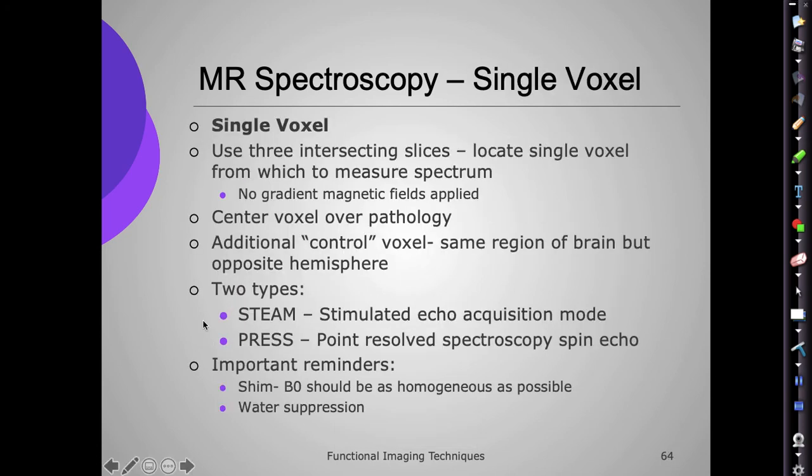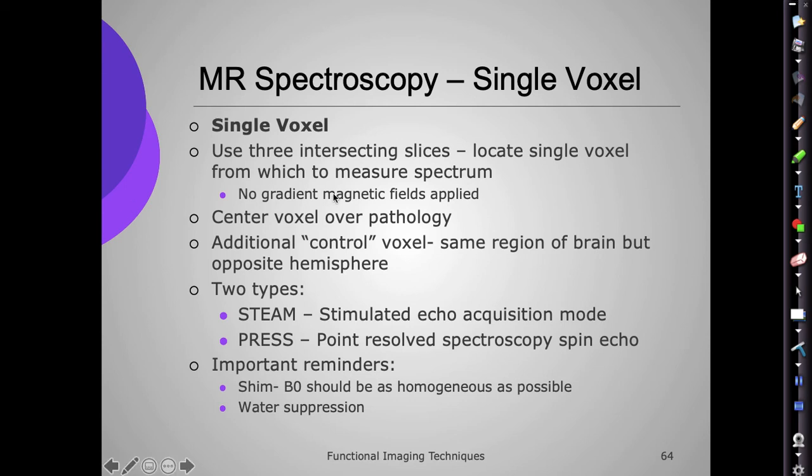Okay, there are two types of MRS, single voxel and multivoxel. So we'll talk about single voxel MRS first. With single voxel, we're going to be using 3 intersecting slices to locate a single voxel from which to measure this spectrum. With most pulse sequences, we're going to be applying these time-varying gradient magnetic fields, but that is not the case with MRS. We do not want to change the static magnetic field at all, because that will change the properties of these metabolites and their chemical shift.